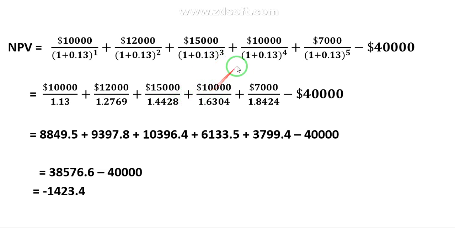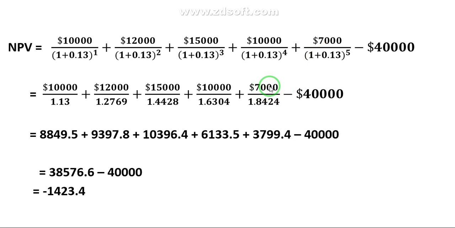1.4428, plus for the fourth year $10,000, then again the simplification of 1 plus 0.13 into the power of 4 comes to 1.60604 for the fourth year.